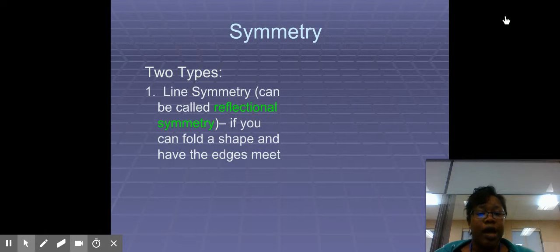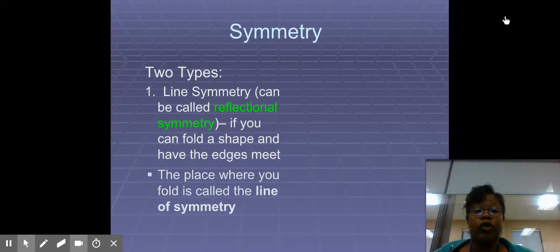Hi mathematicians, today we're going to be talking about symmetry. There are two types that you need to know about. One of them is line symmetry, and it can be called reflectional symmetry, like one side of your picture will look exactly like the other side, so if you folded it on that line, the edges would meet. Or it can be the place where you fold, which is called line symmetry.